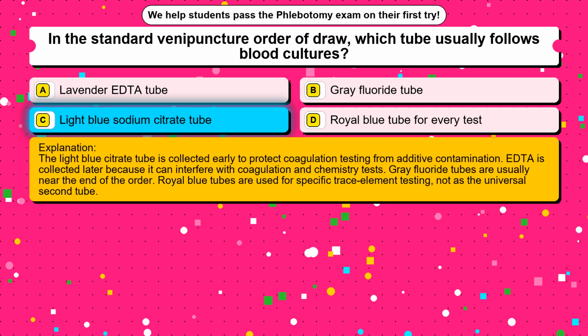The light blue citrate tube is collected early to protect coagulation testing from additive contamination. EDTA is collected later because it can interfere with coagulation and chemistry tests. Gray fluoride tubes are usually near the end of the order. Royal blue tubes are used for specific trace element testing, not as the universal second tube.